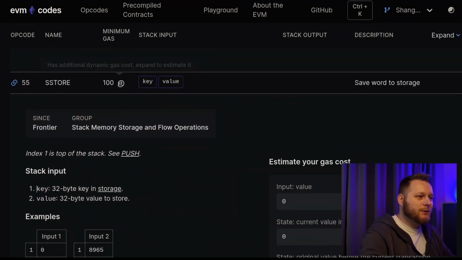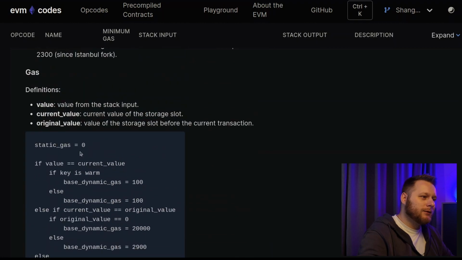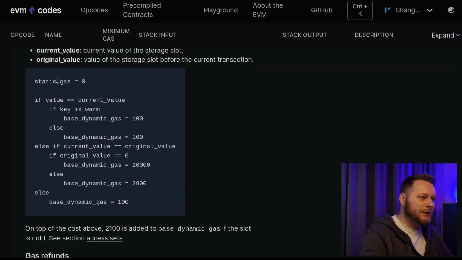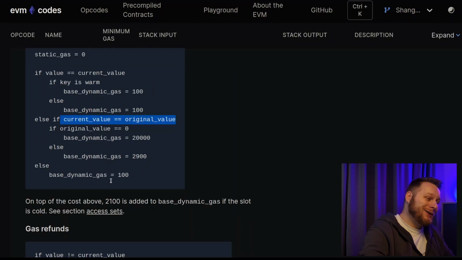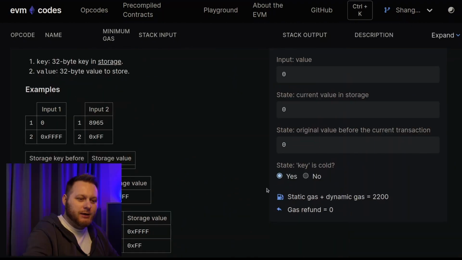And now we have SSTORE, so the base cost is 100, but there are multiple variables here. Static gas is 0, but it all depends on whether it's warm, then we have a base dynamic gas of 100. If not, it's 2900. But again, it also depends on whether we are setting it to the original value or not. So yeah, it's pretty tricky. We can check it here.